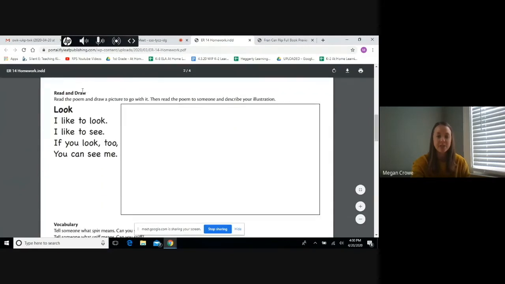This one says read and draw. Read the poem and draw a picture to go with it. Then read the poem to someone and describe your illustration. This poem title is Look. I like to look. I like to see. If you look too, you can see me. So I want you to draw yourself in this picture.